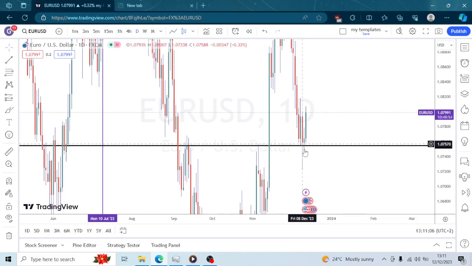I closed it Monday morning because I said I do not want to mess with that 1.07500 level, because it's a very strong key level, and the market has a very high probability of bouncing off there or reacting off there, because this was the previous close that we got from Friday.